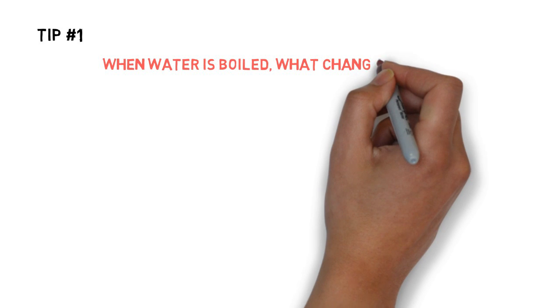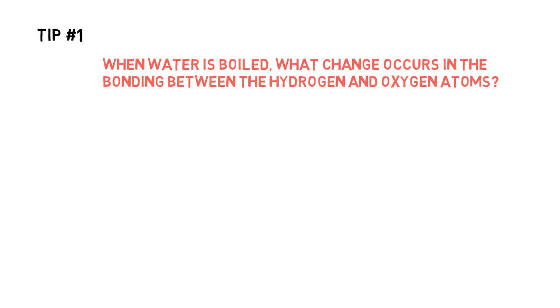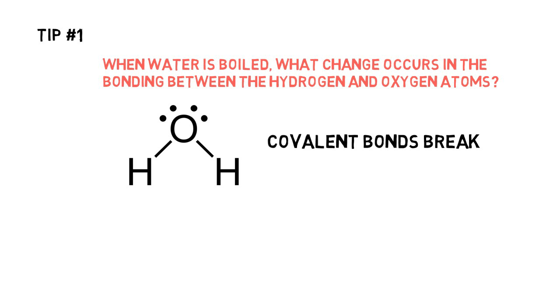Tip number 1. When water is boiled, what changes occur in the bonding between the hydrogen and oxygen atoms? The answer is simple, right? The covalent bonds break. Wrong.